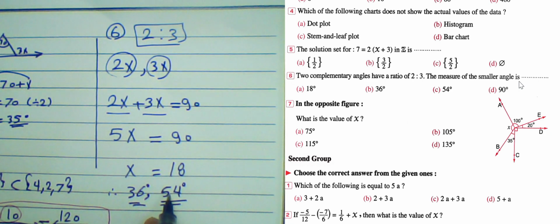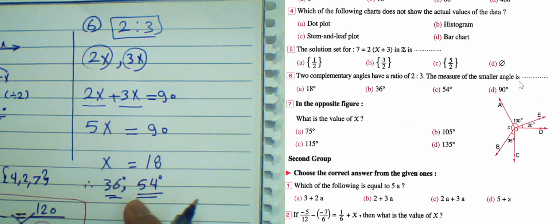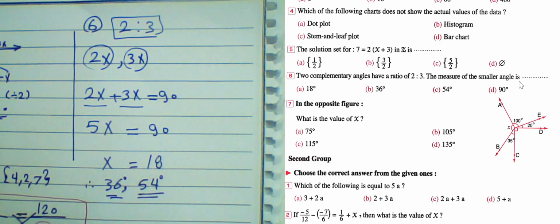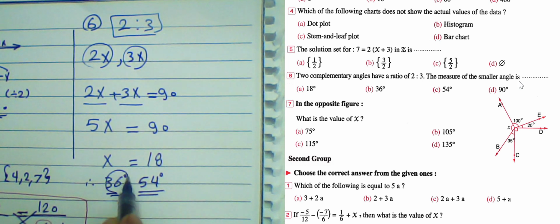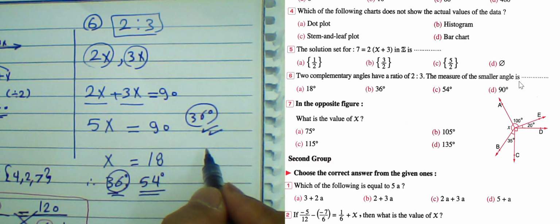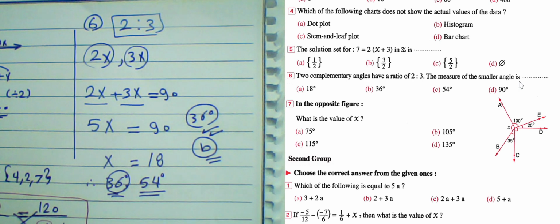Okay, if we add them together, the sum will be 90 degrees, so 36 complements this angle 54 degrees, because the sum of them equals 90 degrees. He wants the smaller angle. The smaller angle here is 36 degrees. So the solution here is 36. We must choose letter B for this example, okay?